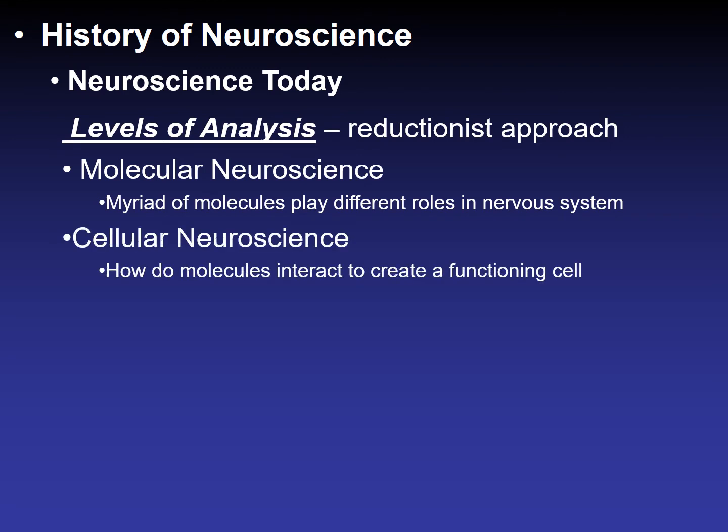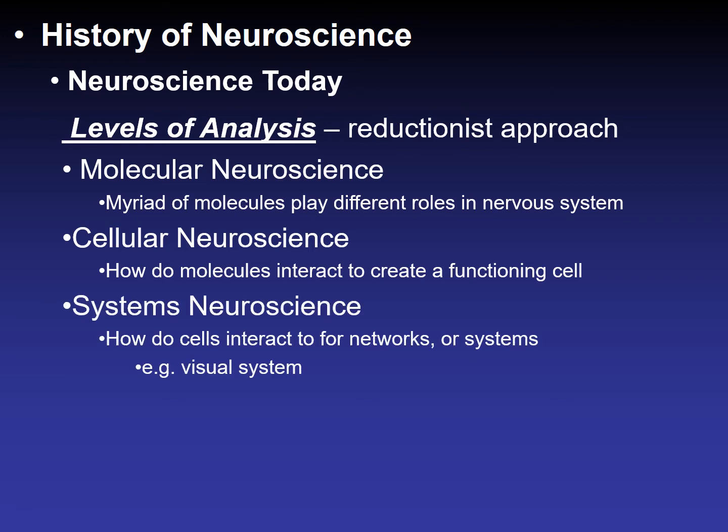Now, we can go up to the next level where we're talking about cellular neuroscience. And neuroscientists at this level are sticking electrodes inside individual neurons. So it's not so much that they're studying the molecules inside the neuron, they're studying the neuron as a whole and recording its activity. And this makes them cellular neuroscientists.